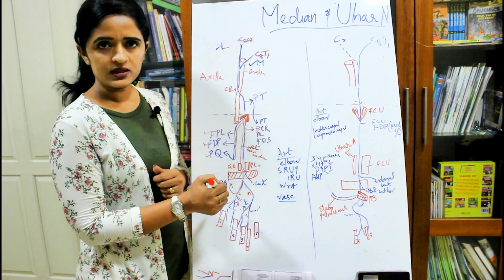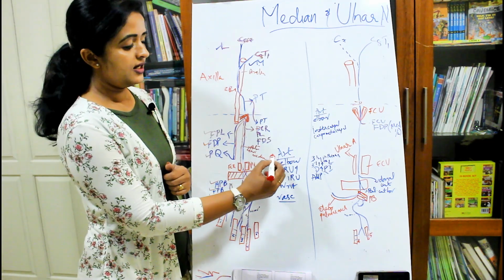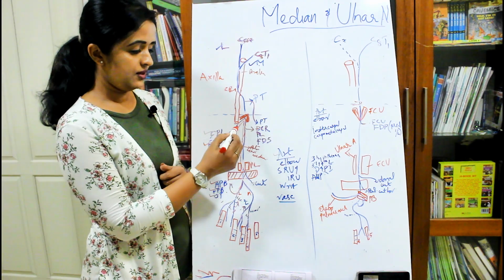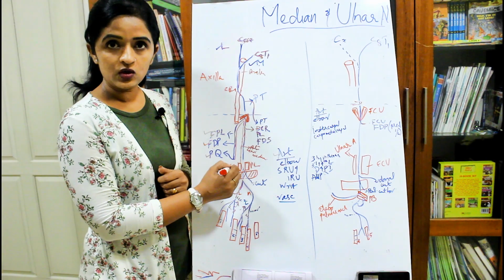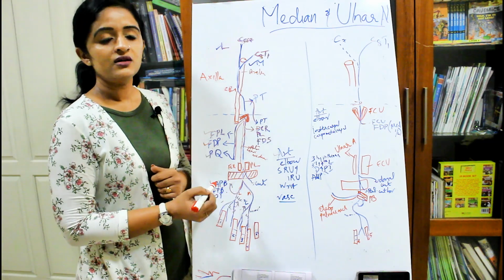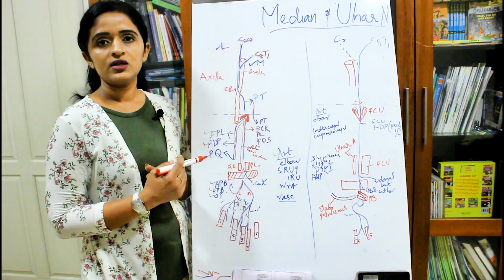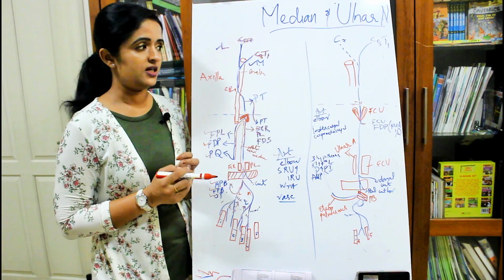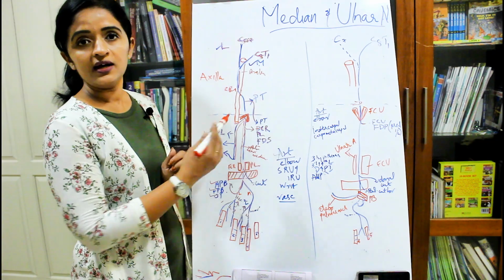So this is about the muscular and cutaneous branches. And what about the articular branches? It supplies the elbow joint, the superior and inferior radioulnar joints, and it also supplies the wrist joint. And about the vascular branches, it gives vascular twigs to the major vessels like the axillary artery and the brachial artery. Now coming to the ulnar nerve.